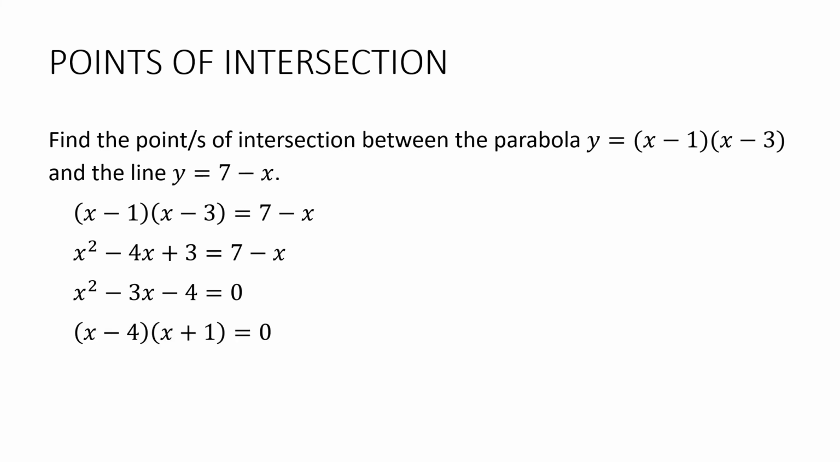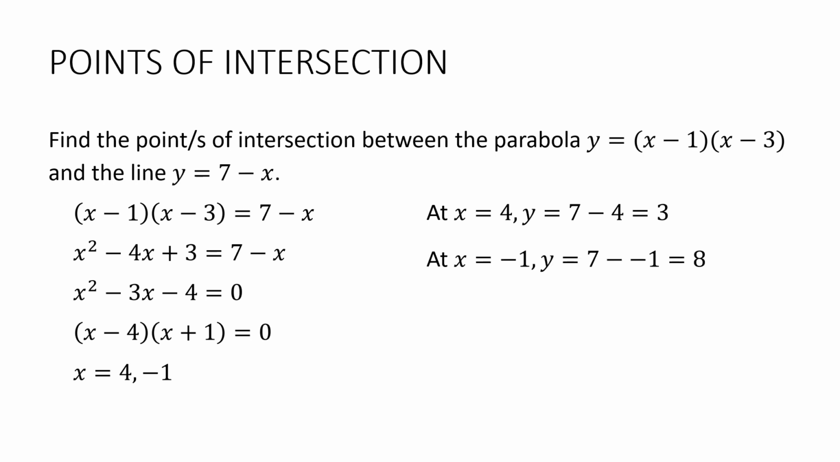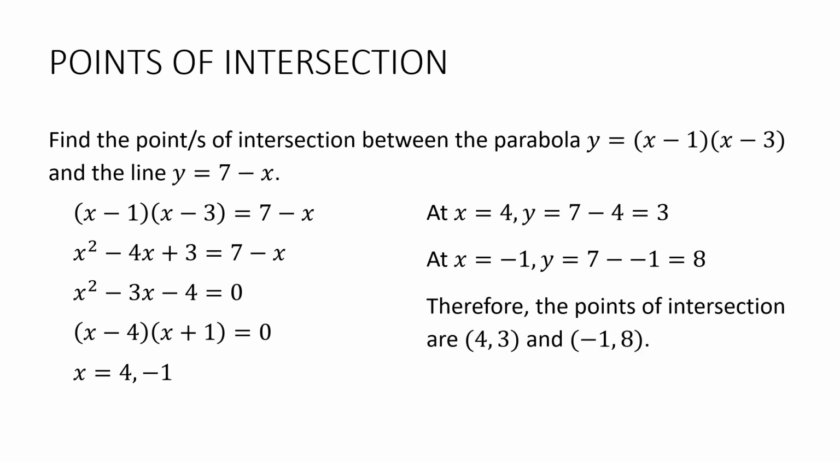Factorize, and we have null factor law. Either this is equal to 0 or this is equal to 0. So x is 4 or negative 1. Now we want to find the points of intersection, so we need the y coordinates as well. So substitute these back into this line. At x equals 4, y is equal to 7 take away 4, which is 3. At x equals negative 1, y is equal to 7 take away negative 1, which is 8. And so the points of intersection are (4, 3) and (negative 1, 8).